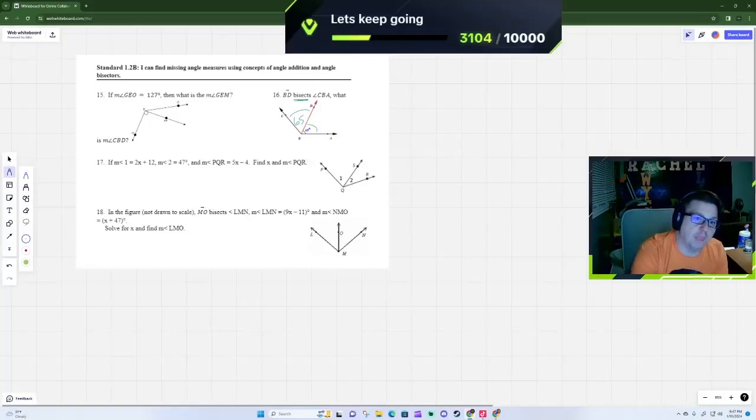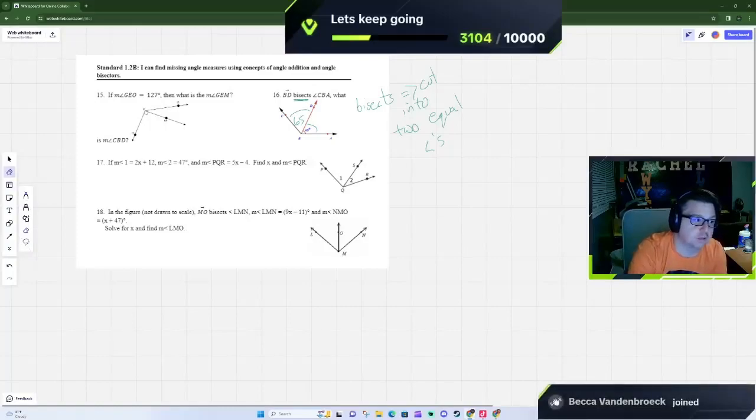But you have to know that bisects means to cut into two equal angles, or cut the segment into two equal segments, or the circle into two equal half circles, like whatever you're bisecting. So it's not necessarily always going to be angles. You can bisect anything. It just means to cut it into two equal pieces.